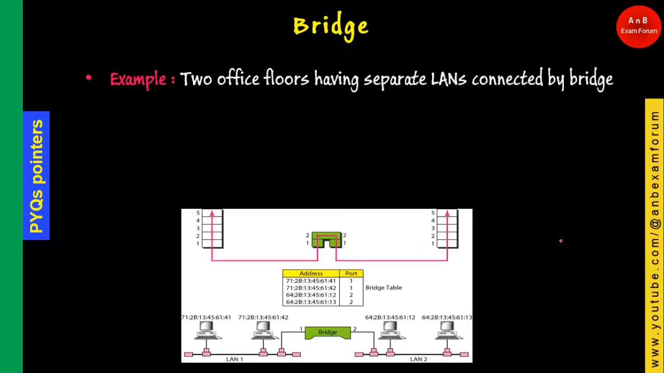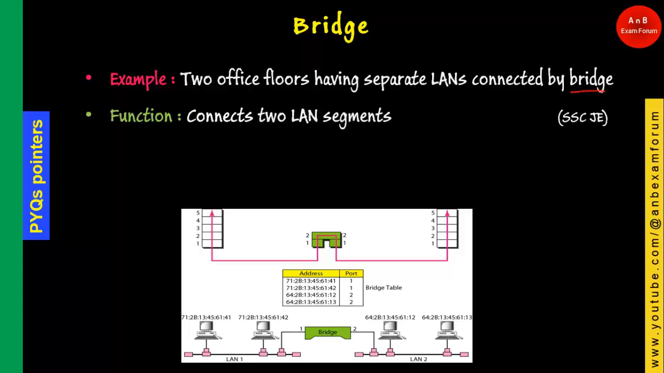Coming to the next networking device, suppose there are 2 floors in your office, and they are separated by LAN. Each floor has its own LAN. You want to connect those 2 floors. In order to connect those 2 floors which have separate LANs, you use the bridge. The purpose of this bridge is to connect 2 LANs.